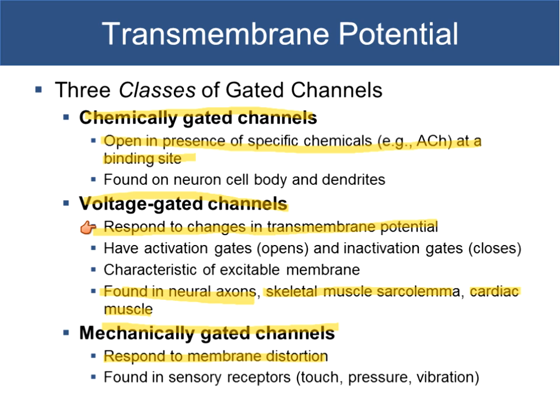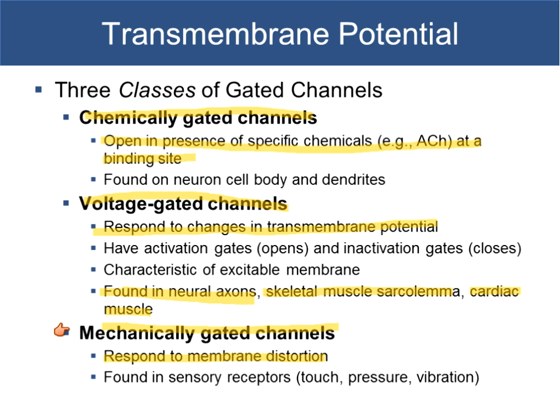Voltage-gated channels respond to changes in transmembrane potential. So if there is a change going from a negative number to a positive number, instead of being at negative 70, maybe we're at negative 65 or negative 55, that will trigger the channels in that area to open up, or to close. They have activation gates that open and inactivation gates that will close. These are characteristics of an excitable membrane. Places that we'd find these voltage-gated channels are in the axon of the neurons, the skeletal muscle sarcolemma or plasma membrane, and cardiac muscle cells.